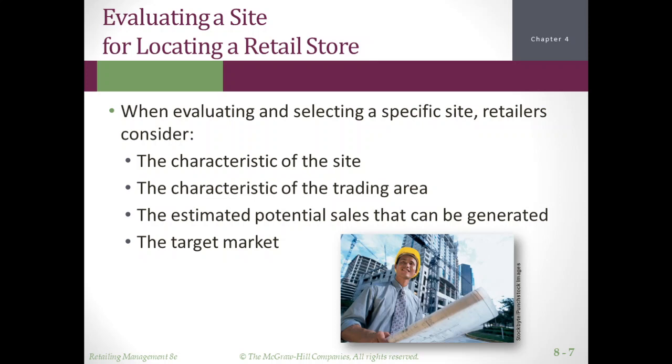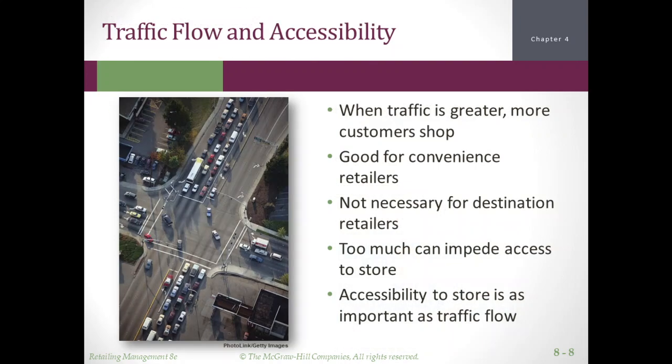When I look at site characteristics, there are multiple factors under that. I can explode it. When I look at trading area, I can give multiple factors under it. Estimated potential sales that can be generated, again further. Target market, again I split it in terms of demographics. Just summarizing it, traffic flow. Not necessary to look at this, it's just given as an example.